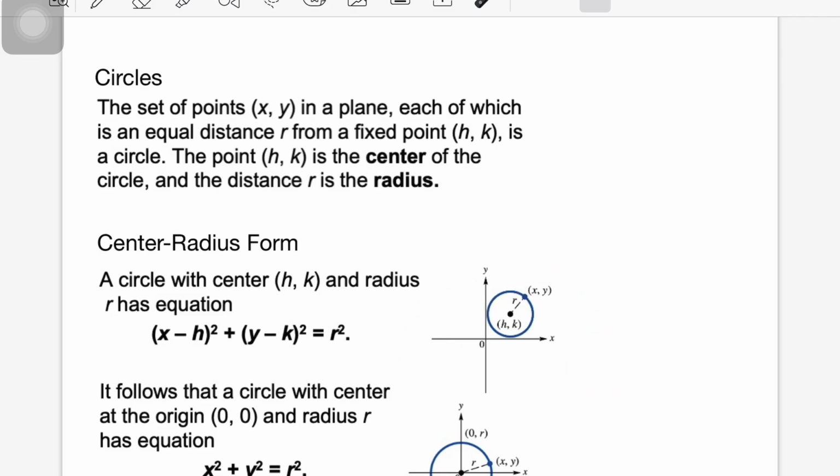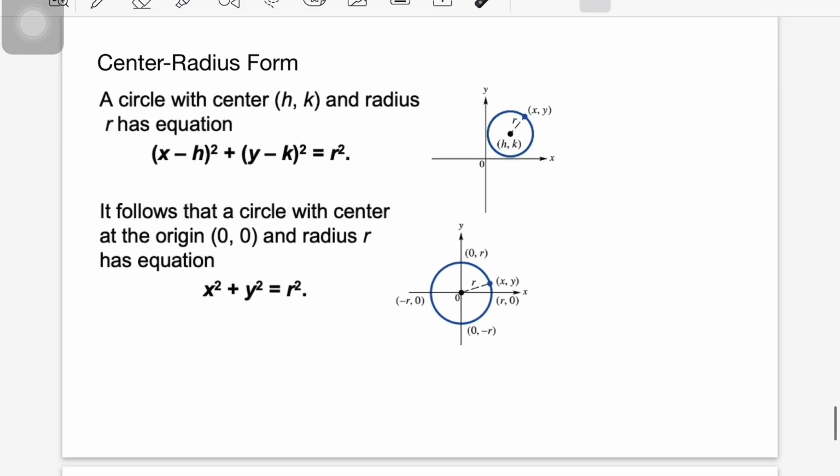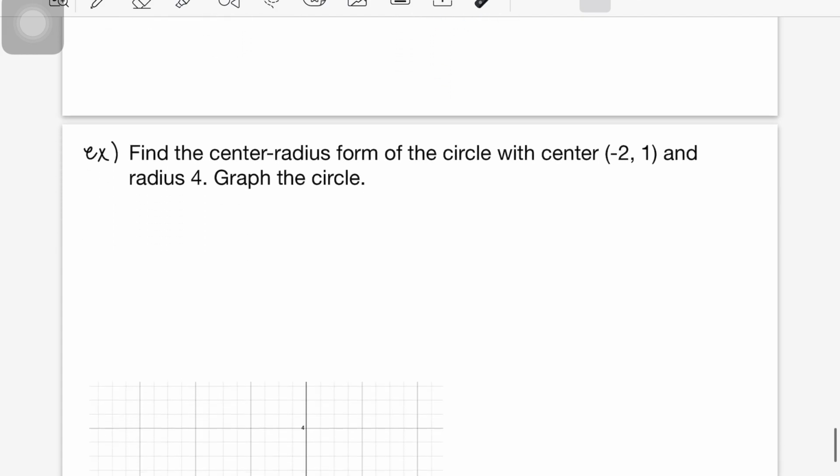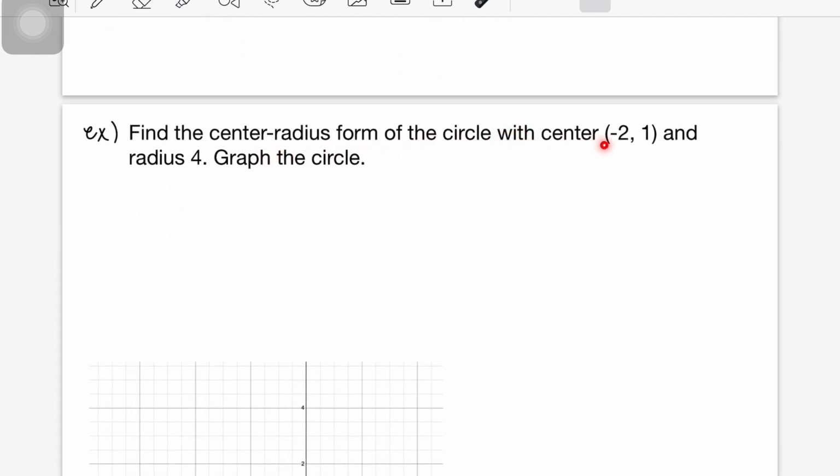And then, because this is our center radius form, it follows that a circle with center at the origin, 0, 0, is going to be given by this guy here, because if our center is 0, 0, then our h and k are both 0 here. So we're going to look at a couple examples of this. For this one, we want to find the center radius form of the circle with this center and radius 4, and then graph the circle.